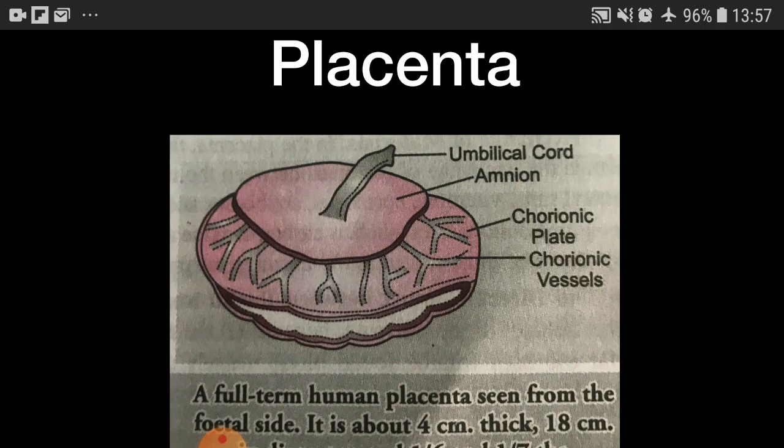Then it is also a storage organ. It stores glycogen for the fetus before the liver is formed, and it also acts as a barrier for many substances which pass from the mother to the fetus. Such substances are known as teratogens. They may be some chemicals or viruses, and a dangerous synthetic teratogen drug is thalidomide, which causes multiple defects in the embryo.